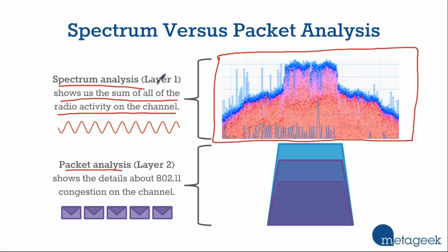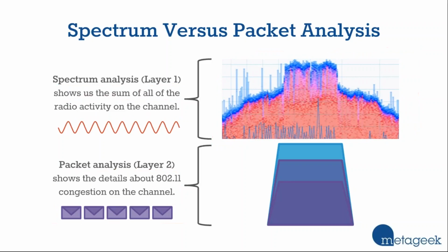Packet analysis, instead of looking at layer 1, that's the raw radio frequency activity, we're moving up to layer 2, the frame layer, and we're showing the details about 802.11 congestion on that channel. We're basically looking at all those little packets as they fly through the air, and we're getting a much closer look at what's going on.